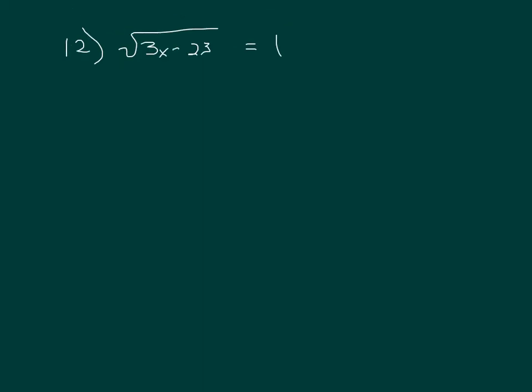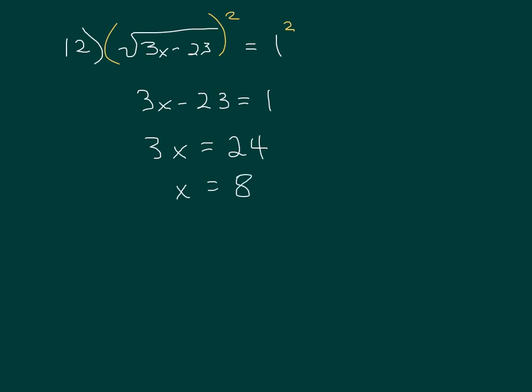Here we have the square root of 3x minus 23 equals 1, and it's already set up for us to square both sides. So that gives us 3x minus 23 on the left and 1 on the right. So we add 23 to both sides, and 1 plus 23 is 24. Divide both sides by 3, and we get x equals 8.